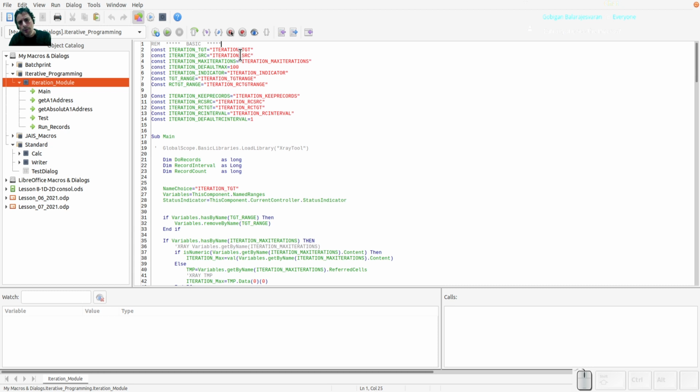If you're running the LibreOffice macro, there's also keep records. So if you have a variable called iteration underscore keep records and it's set to true, then you define another variable called iteration underscore target range or TGT range, and iteration record src and record TGT, sorry, these two. And iteration interval, record interval, RC interval. So this is how frequently, so not necessarily every iteration will be recorded.